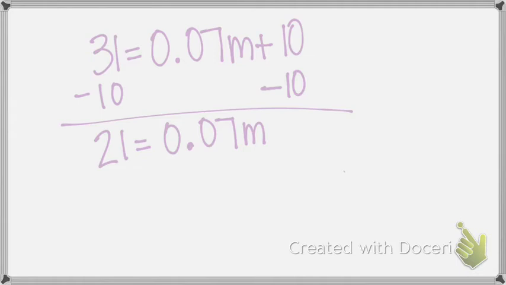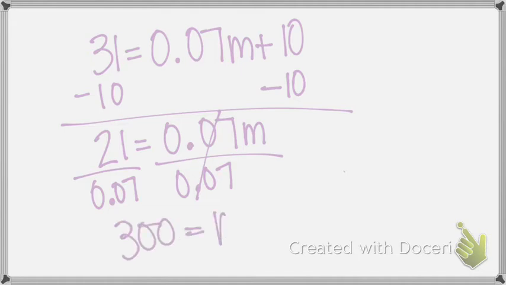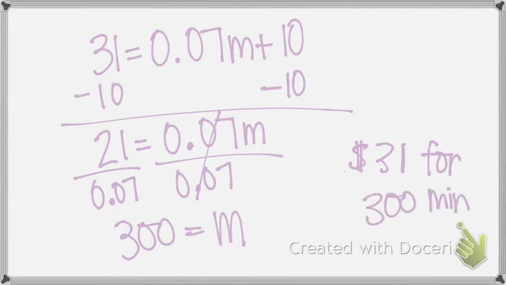All right, once I've subtracted 10, I get 21 equals 0.07m. Now, I have to get rid of that 0.07, so what am I going to do? I'm going to divide on both sides. So, you divide that, you get 300 equals m. So, I can spend $31 for 300 minutes.